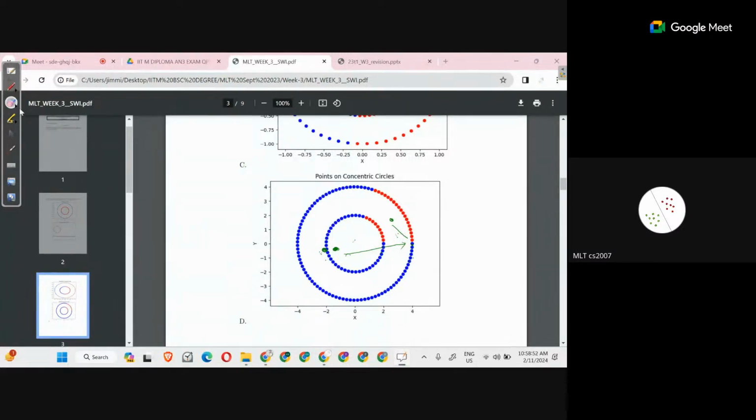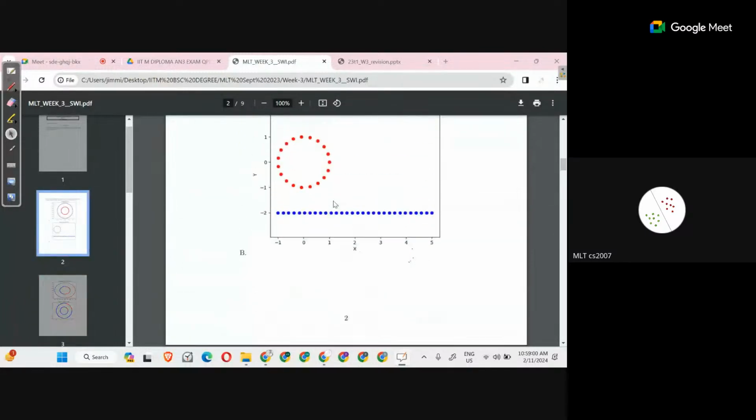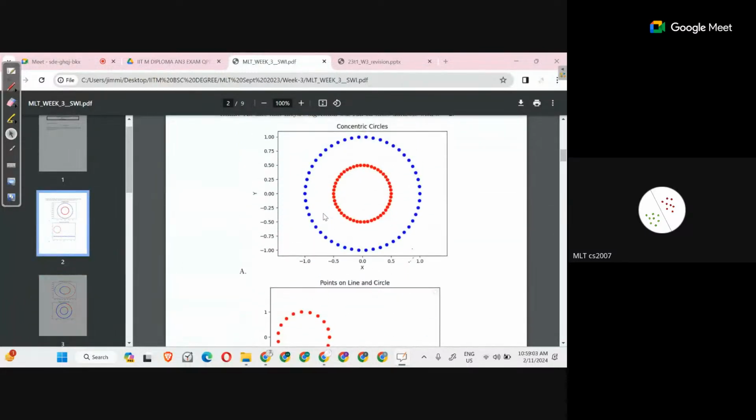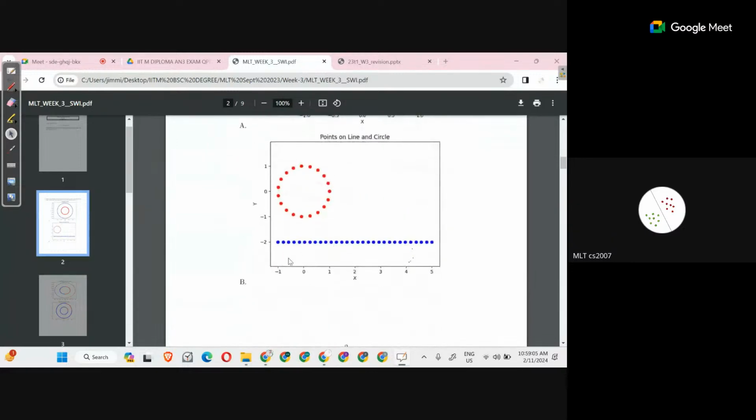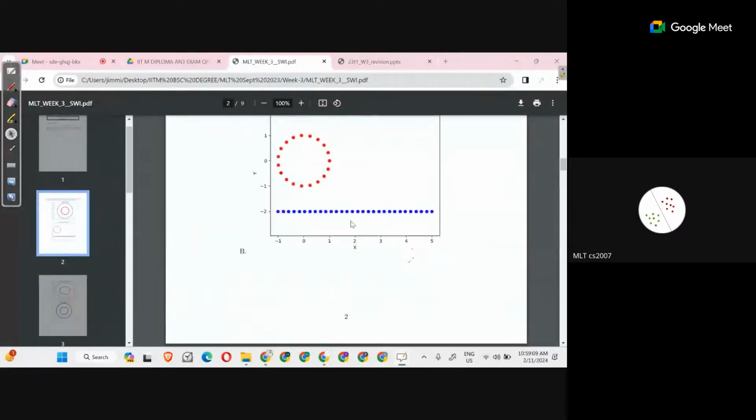I hope all of you got it. So this combination is also not possible. This partition is also not possible. So, options A, B, and D. In this question, option A is not possible, option B is also not possible, and option D is not possible. So the answer would be A, B, and D.